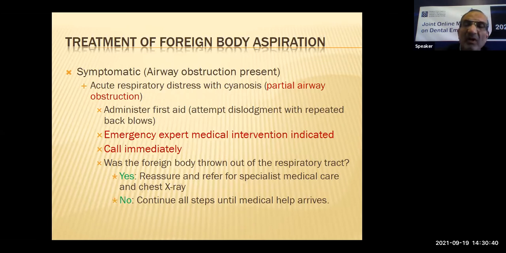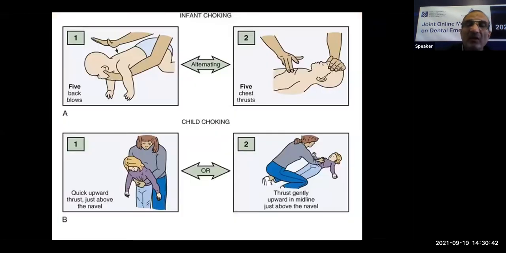In this slide, we see the position for an infant and a young child.